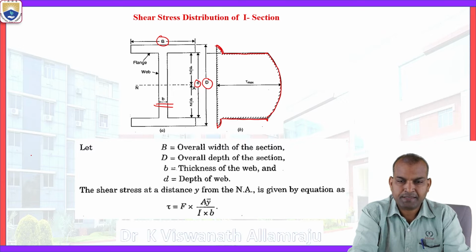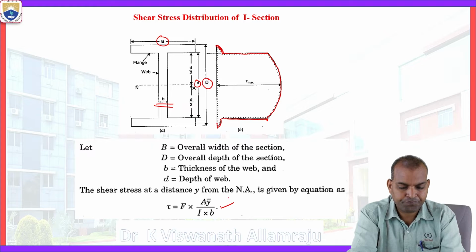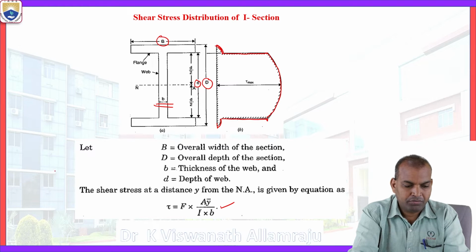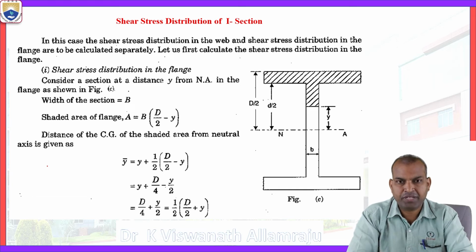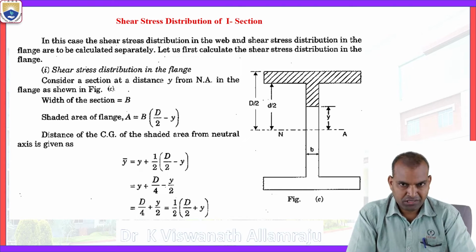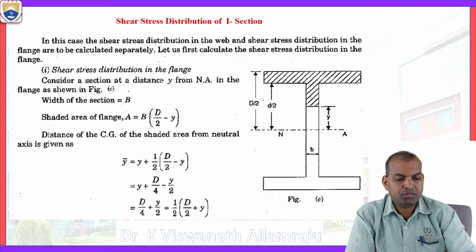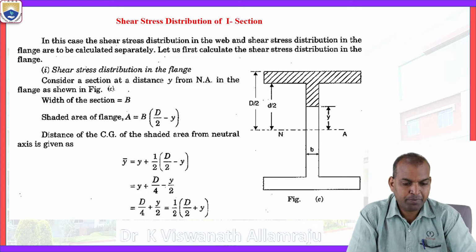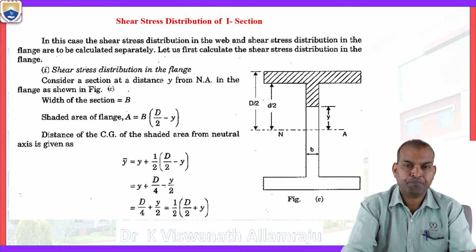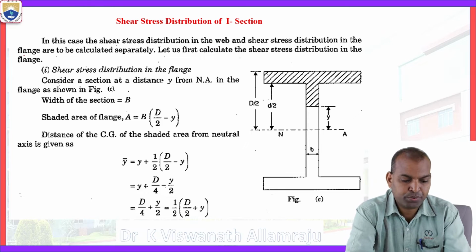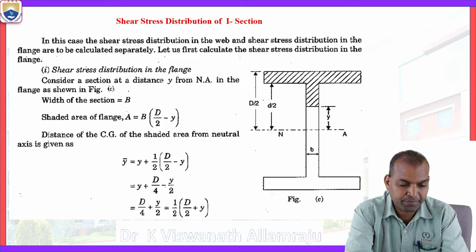Now, the shear stress variation at a distance y from the neutral axis at any section is given by the formula we already derived in previous sessions, that is tau equals F A y bar by I b. In the case of the I section, there are two parts: one is the flange, another one is the web. So we have to find the shear stress distribution in the web and in the flanges separately.